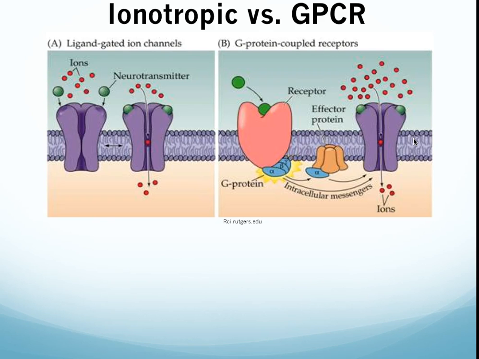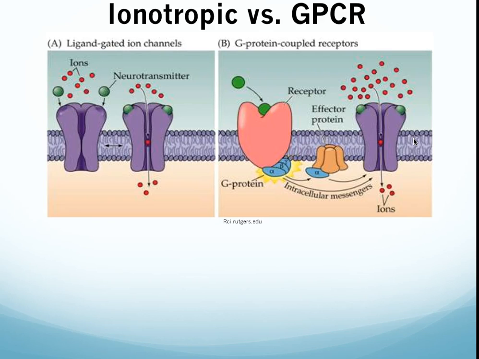Okay, so now that you've watched your video, I'm going to go through the basic big points of the difference between the ionotropic and GPCRs, or the metabotropic G-protein coupled receptors. And we're going to be talking about a couple of examples to get a better picture for how this happens, all right?